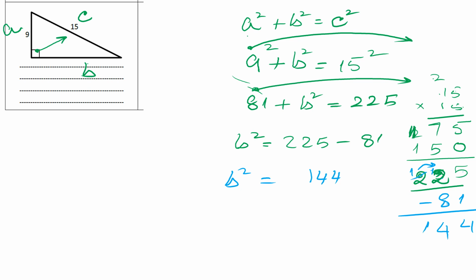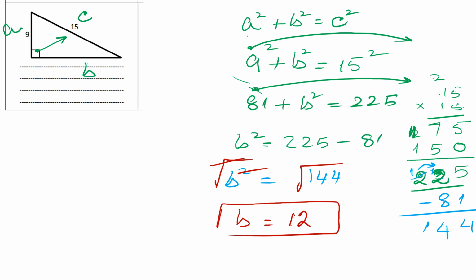What will we do afterwards? Afterwards, we will take the square root on both sides. Square and square root cancel out. So b equals the square root of 144, which is 12. So this is our answer. If you understand, well and good. If not, then please rewind the video and check it again. After that, pause the video and solve the question yourself.